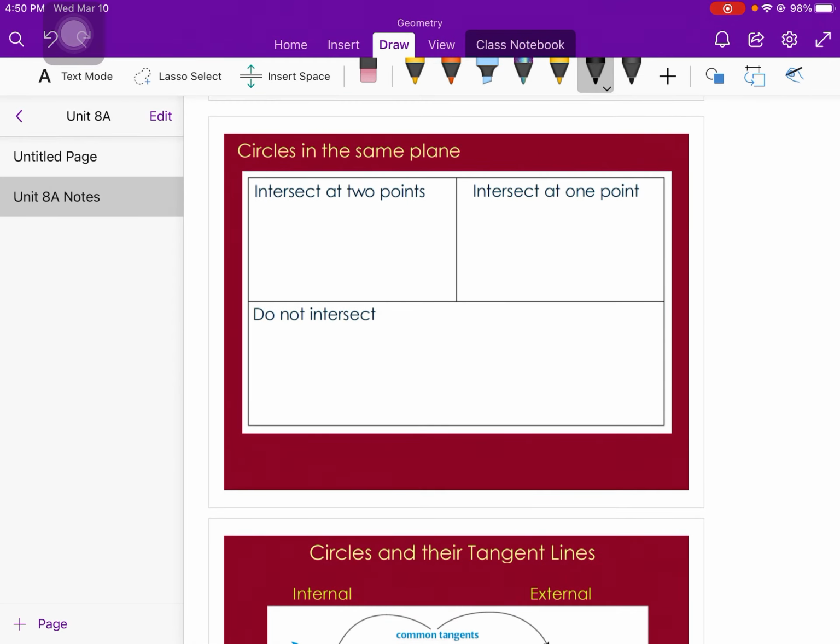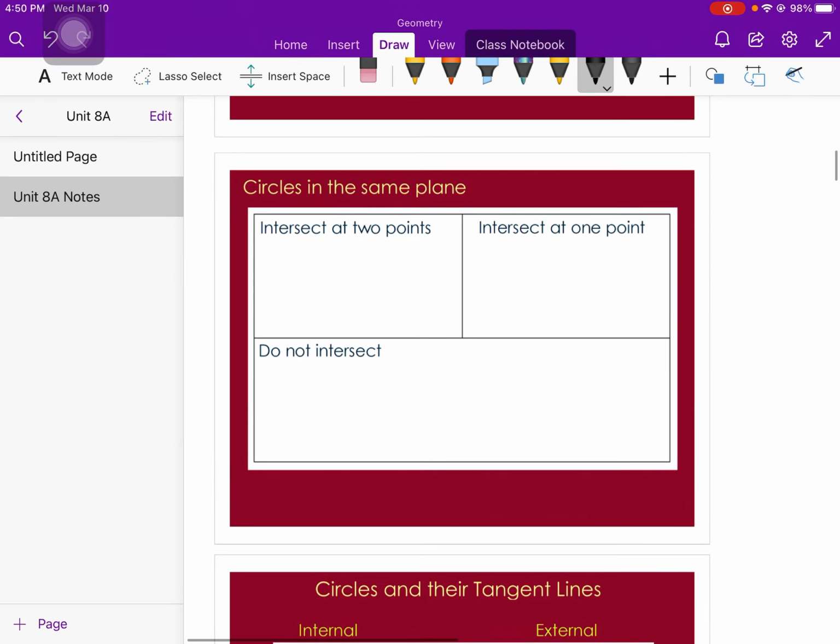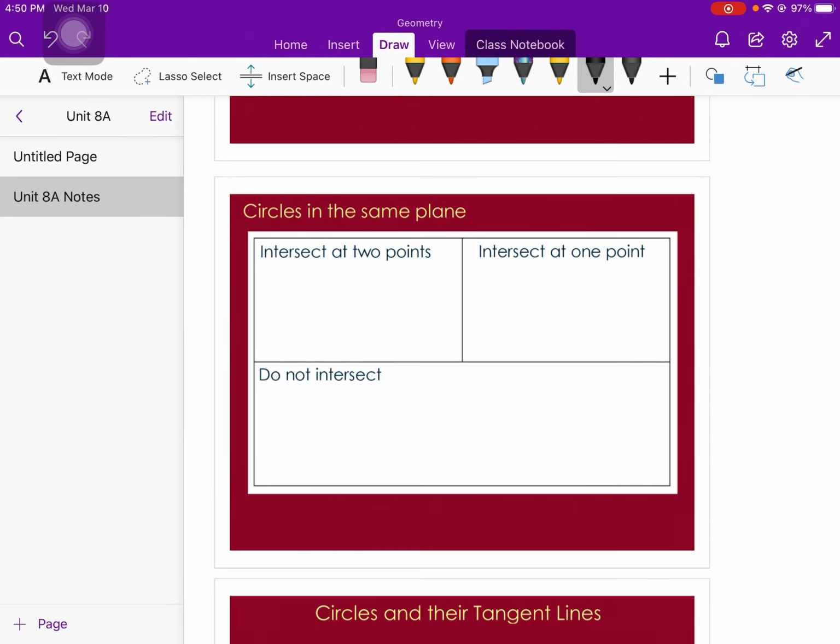Next part, circles in the same plane. So sometimes we have multiple circles, and we're going to be comparing circles a lot in this unit. They can intersect at 2 points if you have two circles. 1, 2. This probably looks pretty similar because you've seen this as like a Venn diagram. The next one is where they intersect at 1 point. Circles can actually be tangent to each other. It's hard to draw this, but imagine that those circles are only touching once.